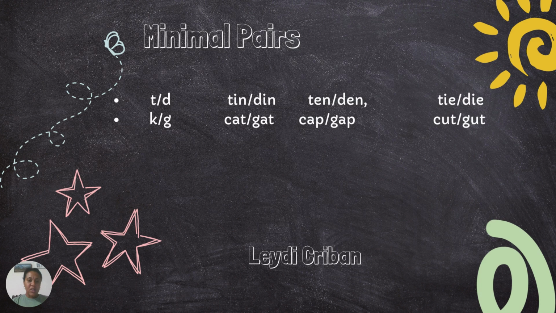Now let's talk about minimal pairs. Minimal pairs are words that differ by only one phoneme, as we see in these examples. The words ting and ding differ only for the letters T and D. The same we have in the words ten and then, tie and die, cat and gat, cap and gap.